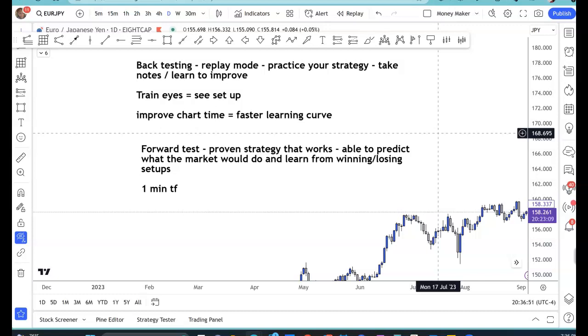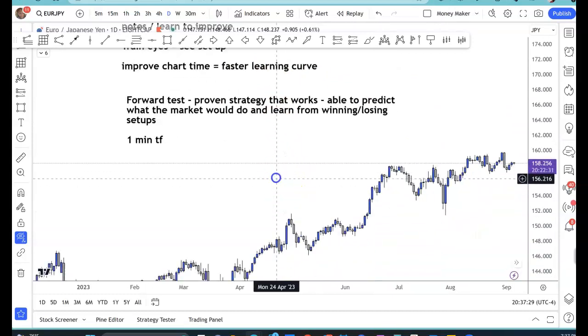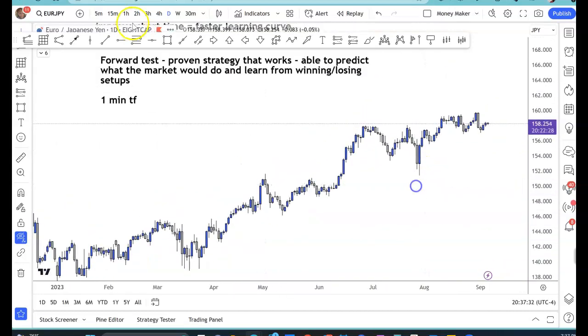Start out back testing to practice your strategy, train your eyes, learn from your strategy so that you can get more chart time in and become more experienced. You also want to forward test to put your strategy in place on a 1 minute time frame to see that it actually works as the market is moving, because it's a lot faster than waiting 4 hours or 2 hours or even 15 minutes for the setup. So I hope this video explains to you the difference of the two, and I am going to show you what that looks like on the 1 minute.